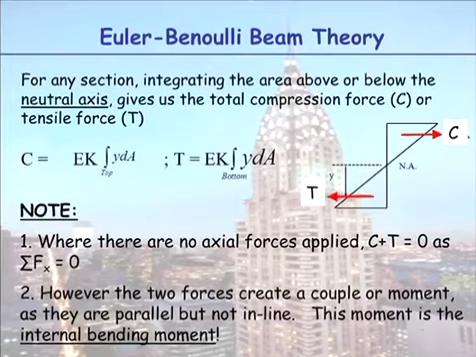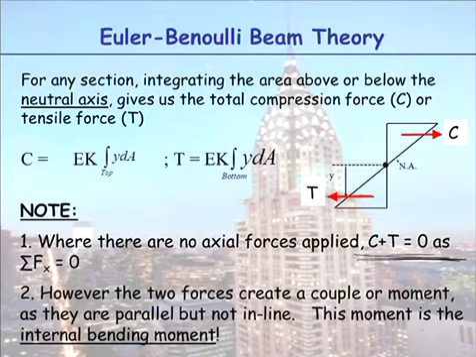So for any section, integrating the area above or below the neutral axis gives us the total forces. And of course, these two forces are equal and opposite. Where there are no axial forces applied, T plus C equals 0, since the forces in the x direction equal 0. However, because those two forces create a couple or moment, they are parallel, they're not in line. That moment is the internal bending moment. So we're now getting closer to the moment. We have the two forces that cause that moment. So how do we get from these two forces to moment?